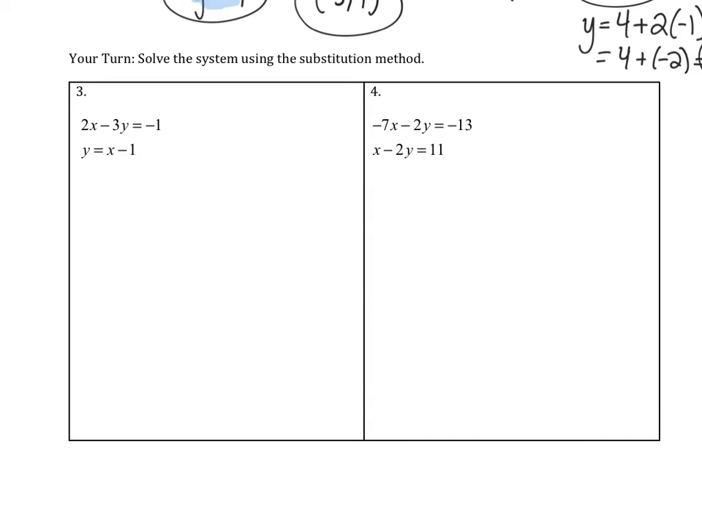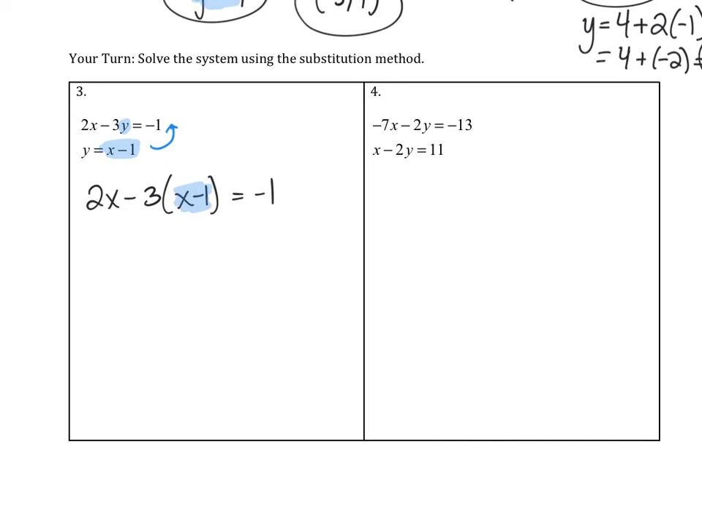So in this equation, notice again that one of the variables is already by itself, the y is already by itself, and it's equal to x minus 1. So I'm going to take that and plug it into the top equation. So I'm going to get 2x minus 3, open up parentheses, replacing y with x minus 1, is equal to negative 1. Okay, so I replaced that y.